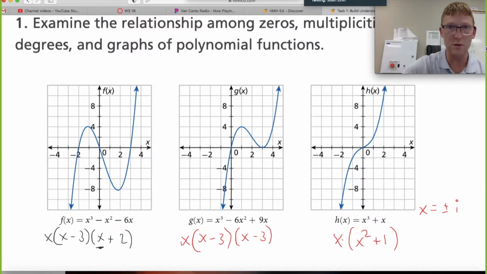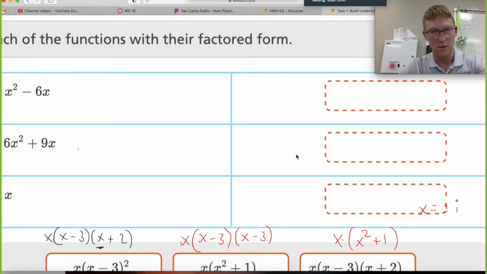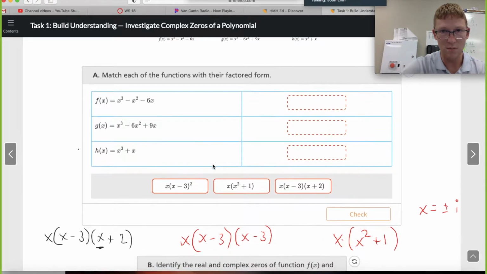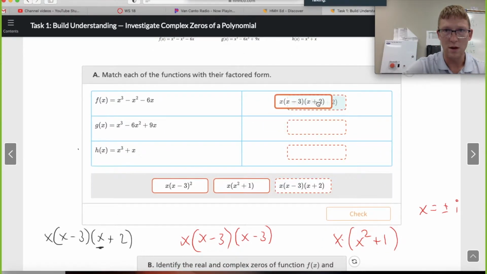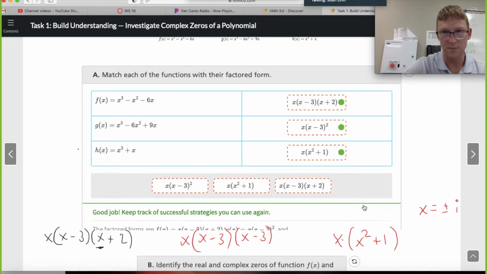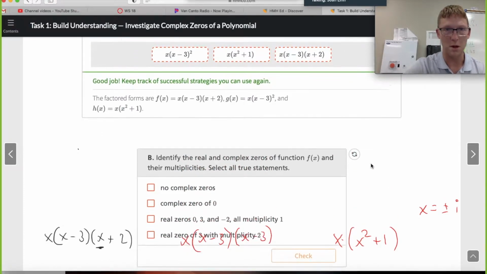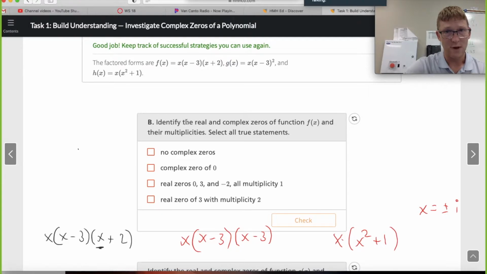I'm going to leave those on the screen as I scroll down because I believe they're going to ask us for the factored versions. If you want to see it all printed out nice and pretty, we've got x, that one, this guy with multiplicity of 2, and this guy. Yay! For now, I'm going to leave those on the screen because I have a feeling I might need them. Identify the real and complex zeros of the function f of x.